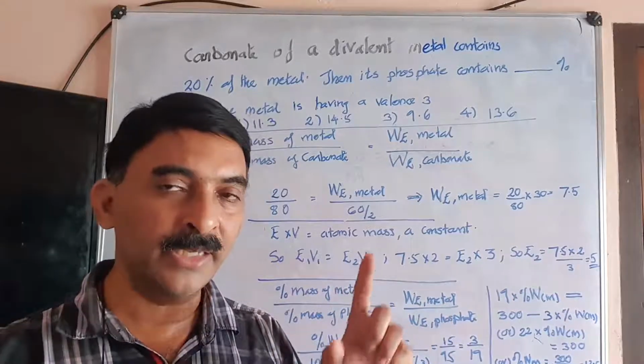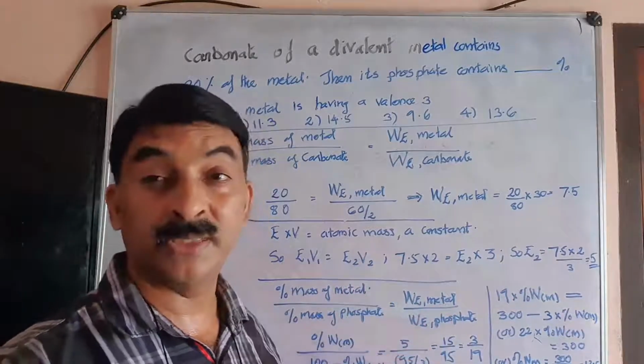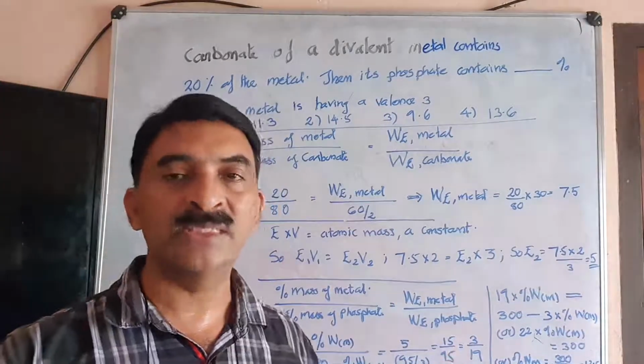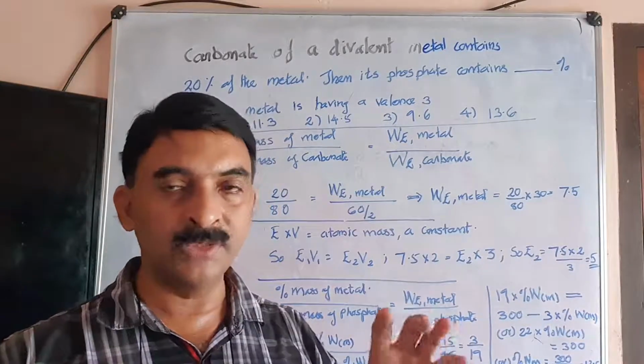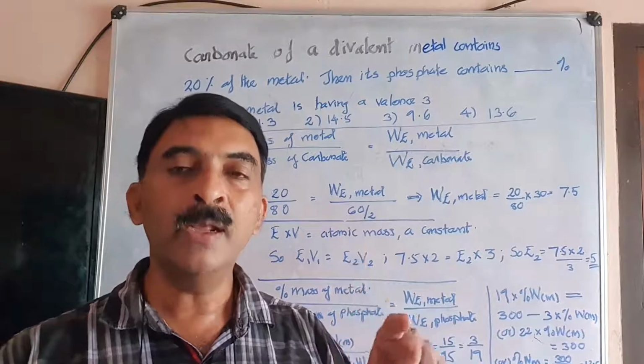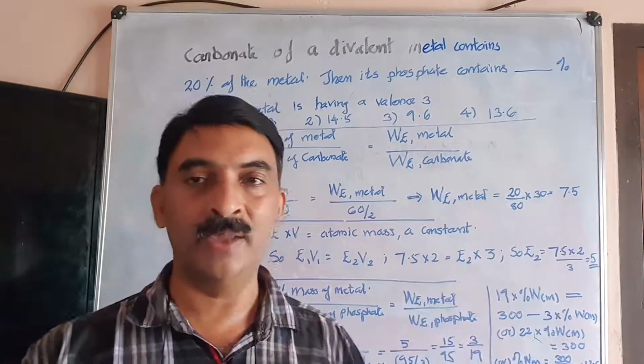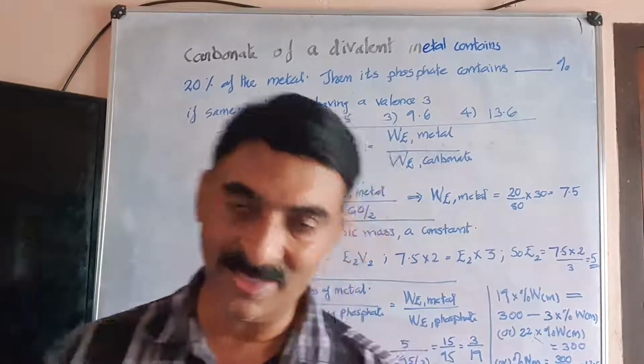During the explanation, while I was explaining in English, I wrongly said 31 plus 3 into 16, 48. That was wrong. Phosphate's molecular mass is 31 plus 4 into 16, 64, which is equal to 95. I regret my mistake. Take care.